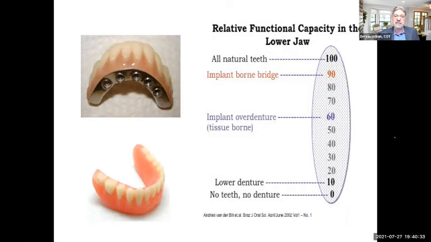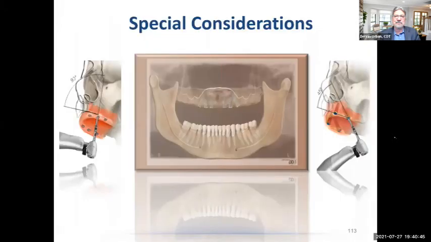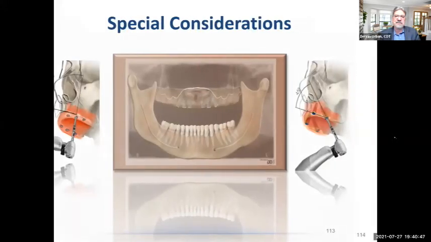So it's amazing when you look at this study that was done by Dr. Brånemark in 2002 actually. And I like to show this because it shows the relative functional capacity of the lower jaw with an implant overdenture and with an implant screw-retained denture. So let's look at some special considerations here.